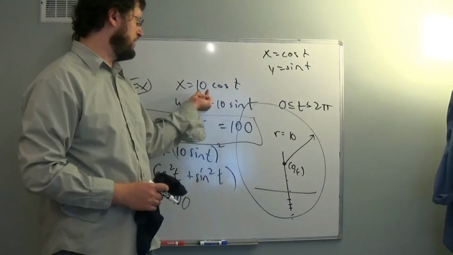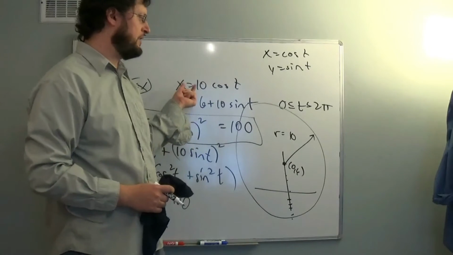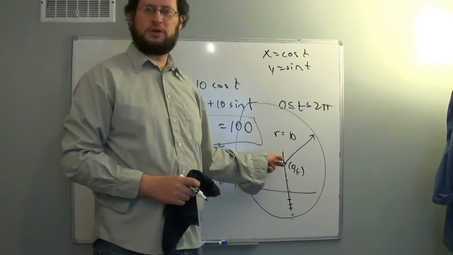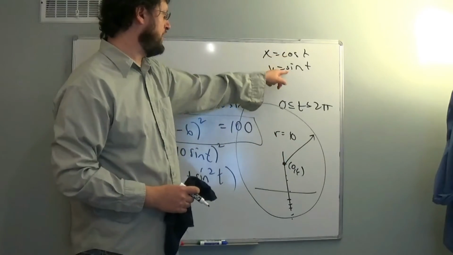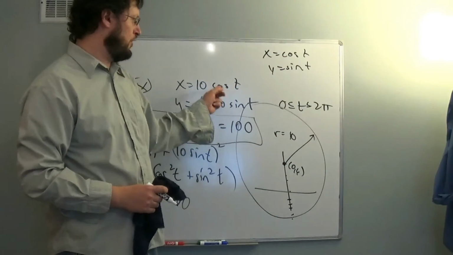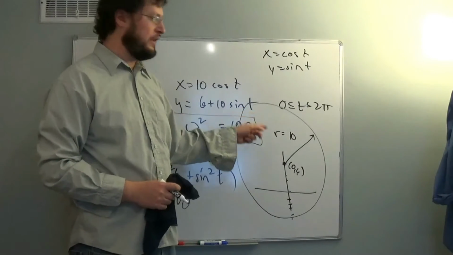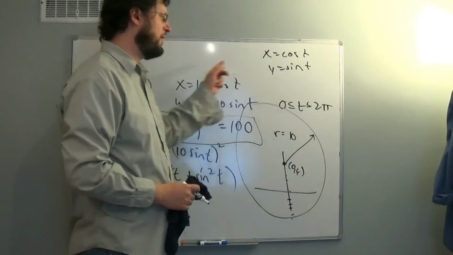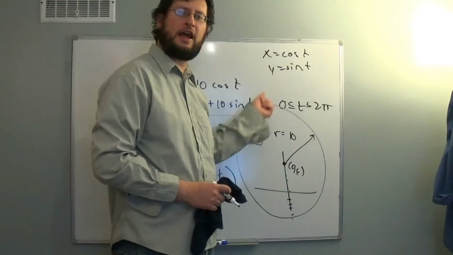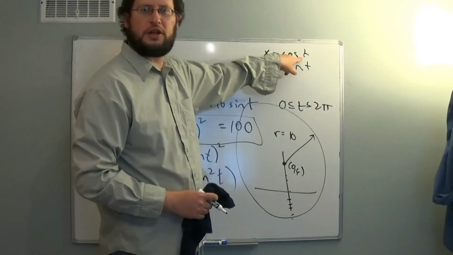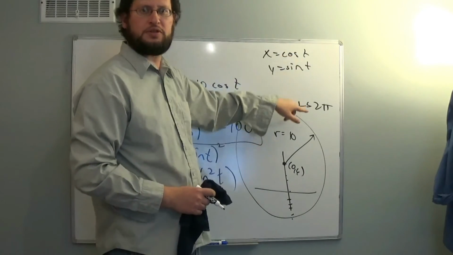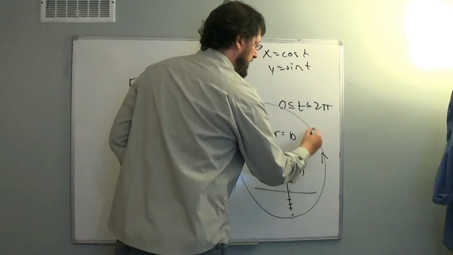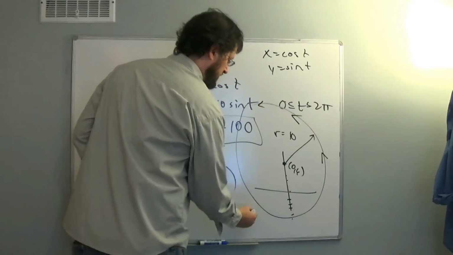All that these numbers do, the 10 and the 6, is give us a change in the radius and a change in the center point of the circle. But because it's still cosine of t and sine of t, we're still going to get counterclockwise, and we're still going to get the entire way around the circle because we're making our entire angle. The very first angle will be 0, the very last angle will be 2 pi, which is the entire circle. So we get it counterclockwise, and we get the entire circle.